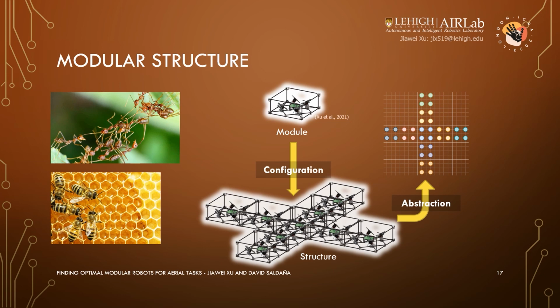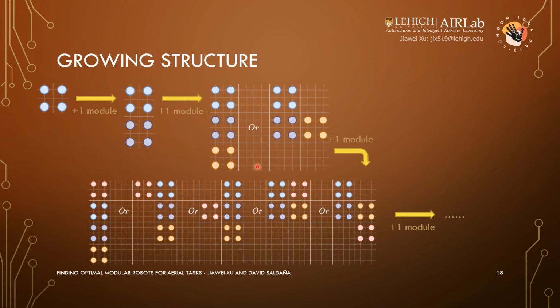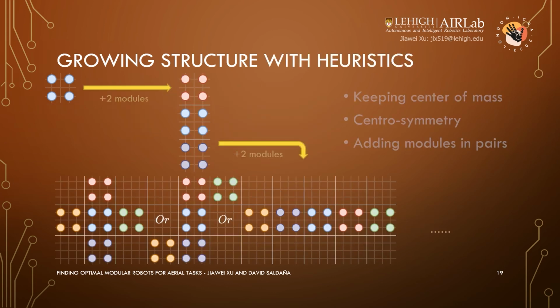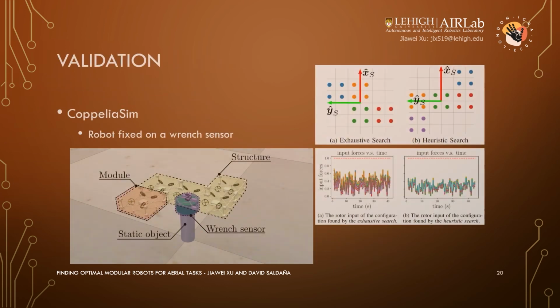Our method of generating a structure that adapts to the given task is referred to as the growing structure. For a given task requirement, we start with the structure of a single module. If the current design does not satisfy, we add one module to the current structure and examine all possible configurations until one structure is found to satisfy task requirements. As the number of modules increases, the number of configurations increases quadratically. In order to improve the search efficiency, we apply heuristics. The heuristic search keeps the center of mass of the structure at the same position. It makes the structure add modules in pairs and ensures the structure is always centrally symmetric.